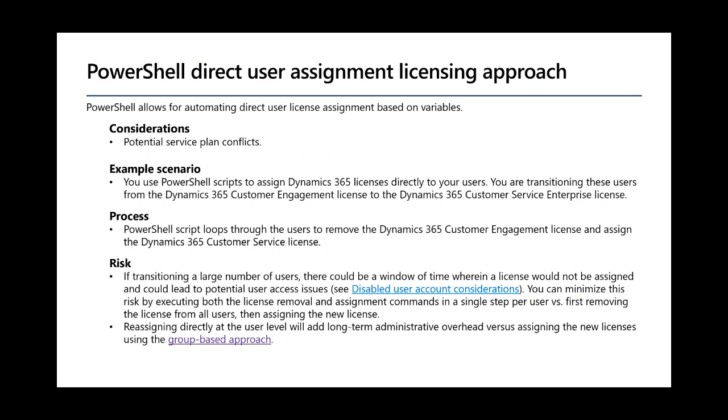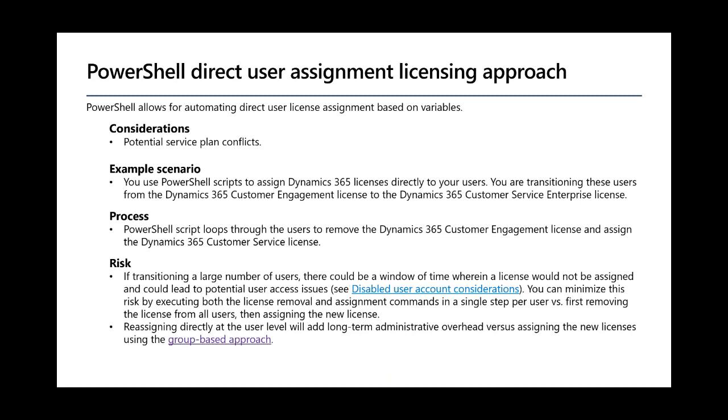So for assigning direct user licenses using PowerShell, same as the group-based licensing, you have the option to experience the service plan conflicts. So you'd want to test that ahead of time and determine if that's something that needs to be accounted for. For our example, in this one, you're transitioning from the customer engagement license to the customer service license, and you'd execute the command to revoke the customer engagement license and then assign the new customer service license.